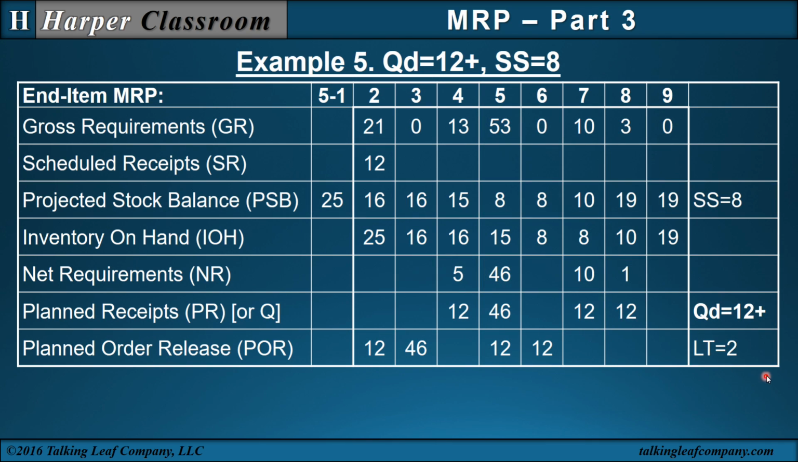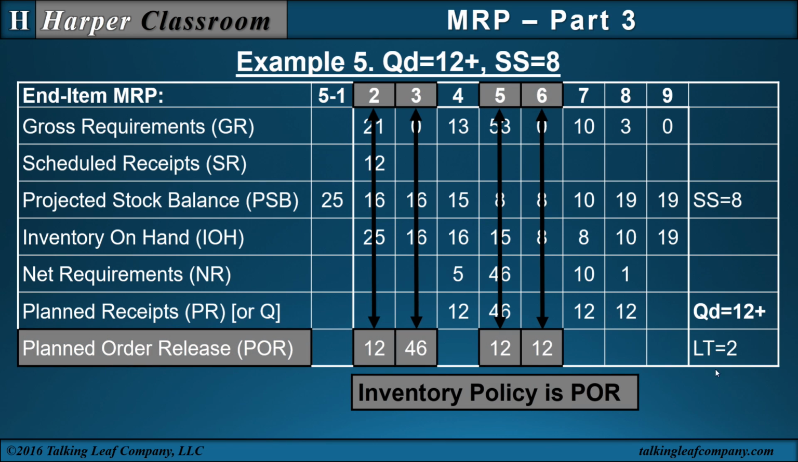So there's the MRP for this problem. And now our inventory policy is the planned order release row, because this tells us how much to order and when to order.